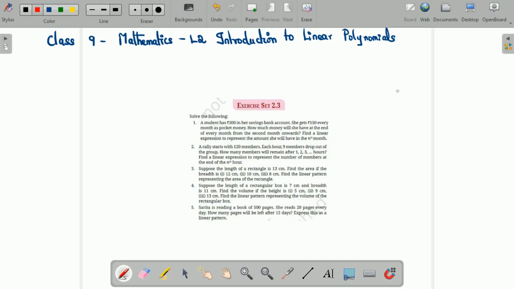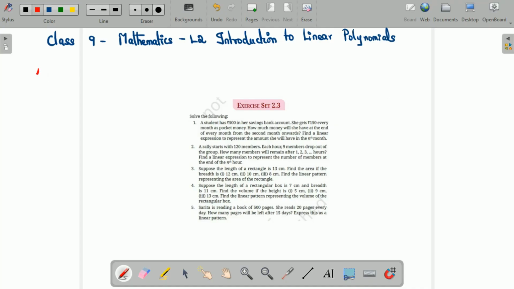A student has 500 in her savings bank account. She gets 150 rupees every month as pocket money. How much money will she have at the end of every month from the second month onwards? Find a linear expression to represent the amount she will have in the nth month.